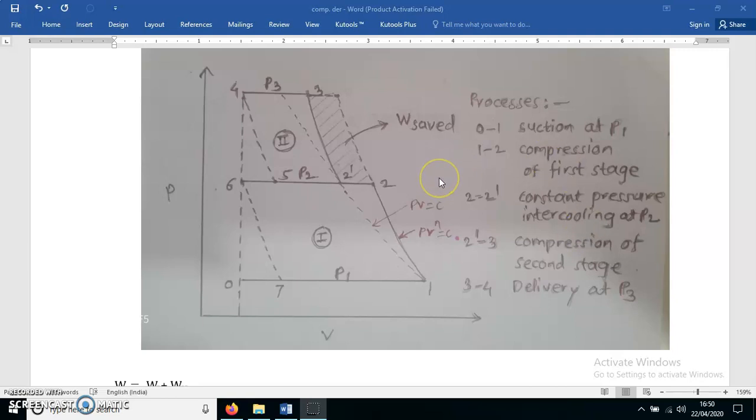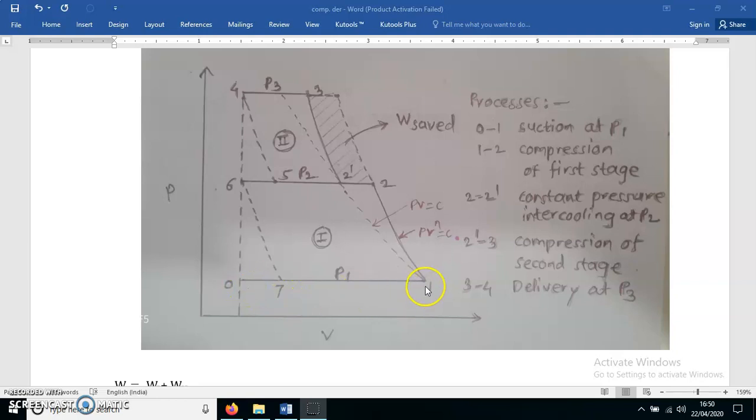In this lecture, we are going to see work required in multi-stage compression. Let's say two-stage compression. So we are going to derive the equation for work required for two-stage. Just look at this figure. This figure I have explained to you in the last lecture.